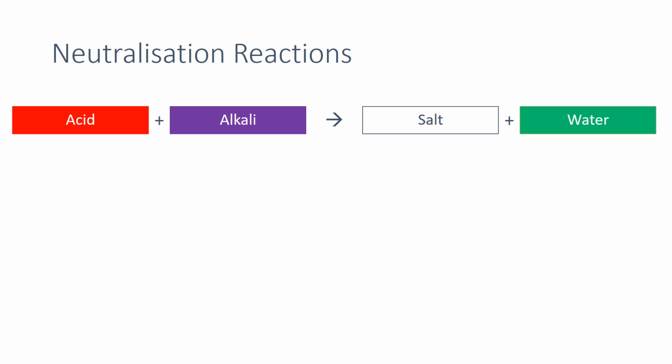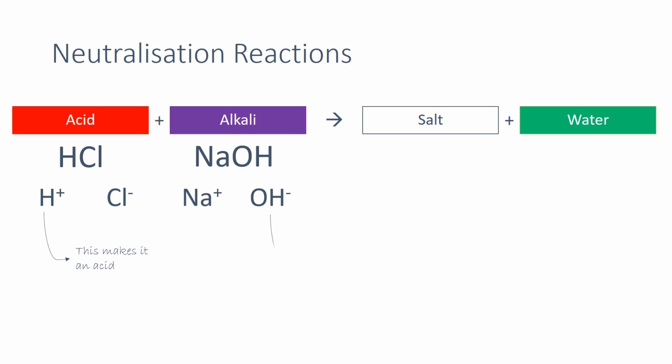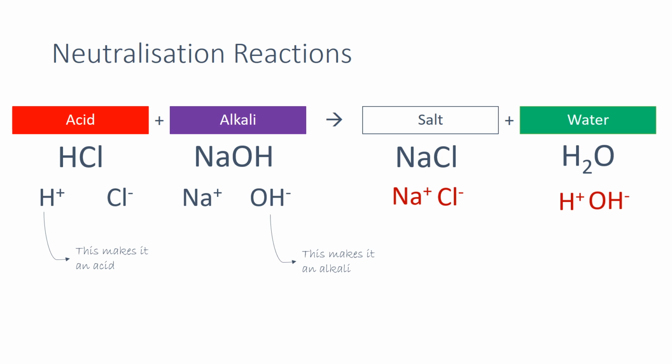If we take a common acid-alkali reaction, such as the reaction of hydrochloric acid, which dissociates to produce hydrogen and chlorine ions, with sodium hydroxide, an alkali that dissociates to produce sodium and hydroxide ions, the hydrogen and hydroxide ions combine together to produce water. This is a neutral substance, and the remaining ions, sodium and chlorine, join together to make the salt sodium chloride.